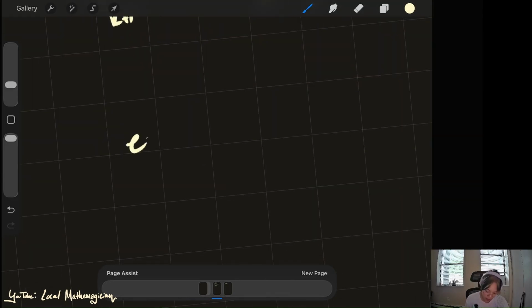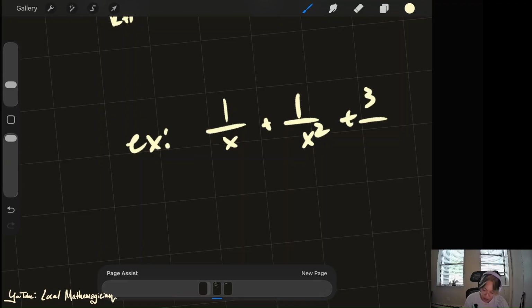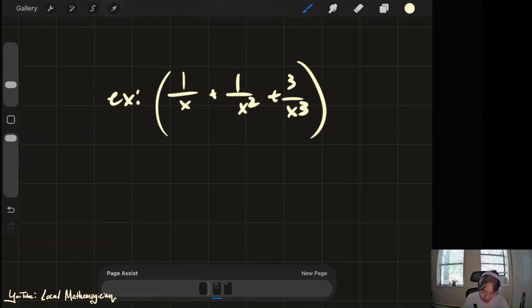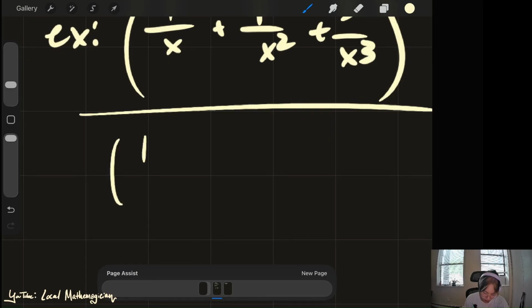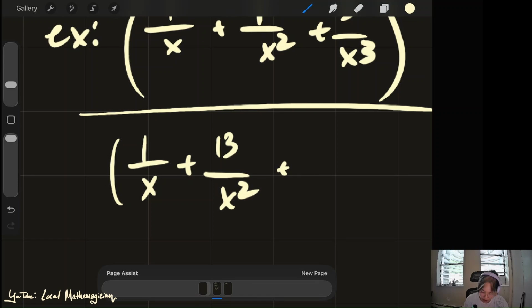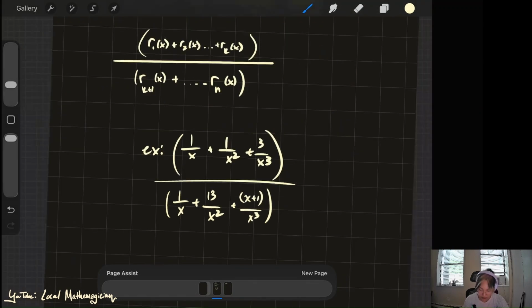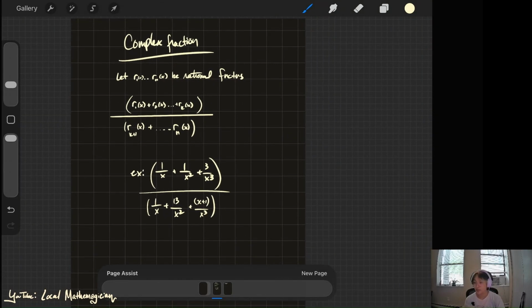So for example, you'll have like 1 over x plus 1 over x squared plus 3 over x cubed all over 1 over x plus 13 over x squared plus x plus 1 over x cubed. Okay? That's all. How do you add them? The way you do every other fraction. Please get good. Okay? Alright, anyway, I'll show you the two methods to do it.